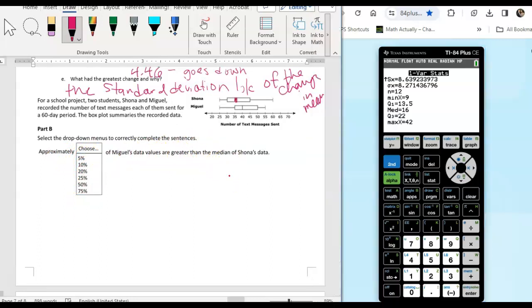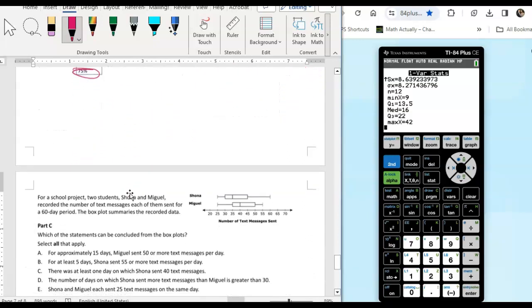So Shona's median is here. Miguel's data has the second part, the third part, and the fourth part to the right of that. So only 25% of his data is less than her median, which means that 75% of his data is greater than. Most of his data is going to be in these 3 quartiles, right? After the first quartile, after the median, and after the third quartile, he's going to have all of that data after her median. So more than or 75% of his data is greater than her median.